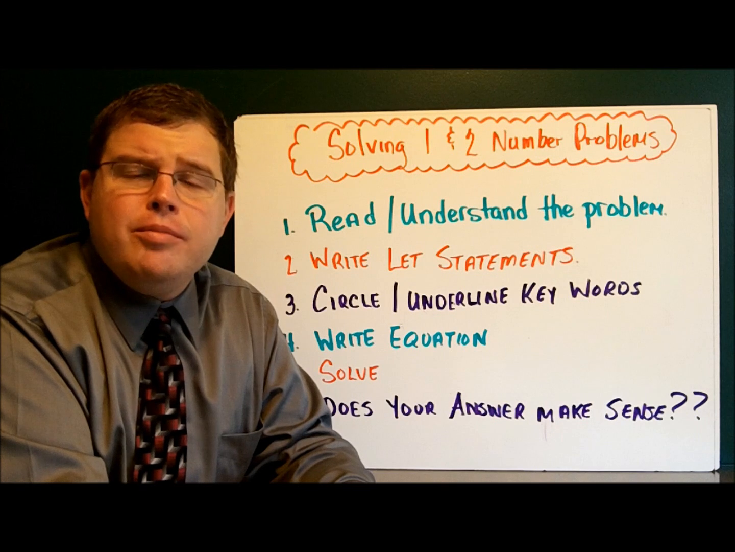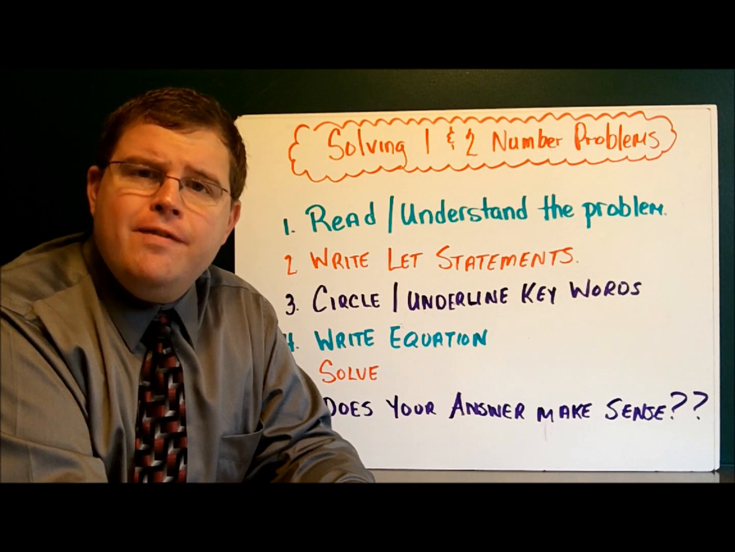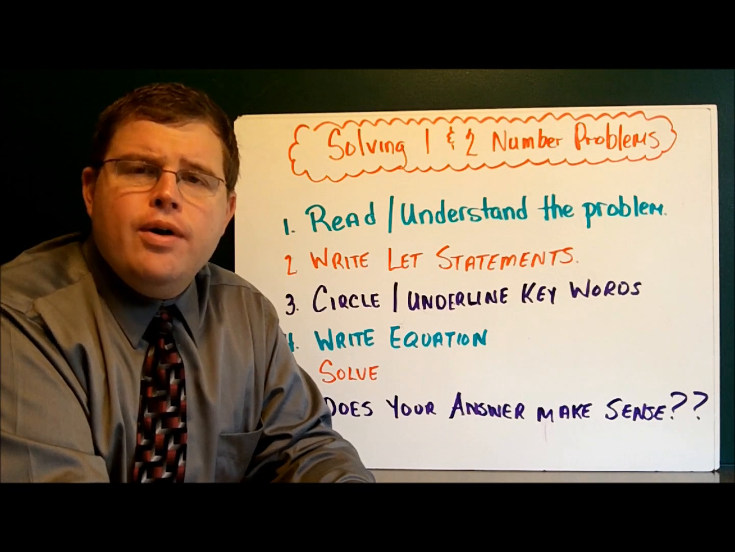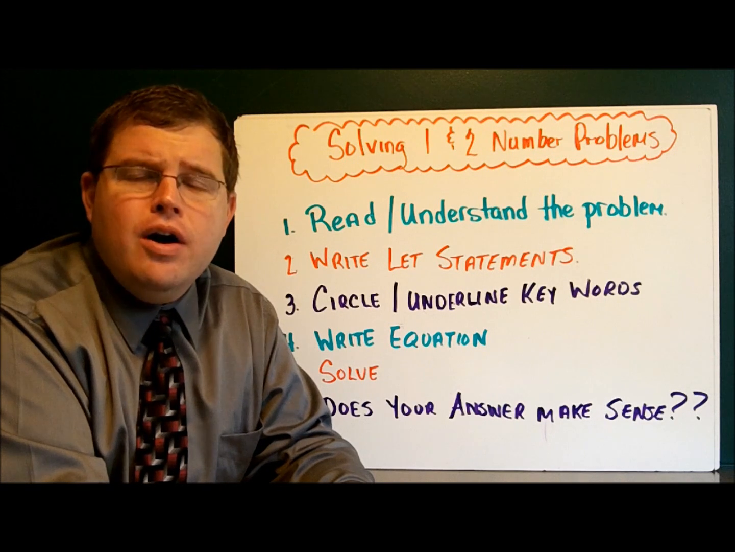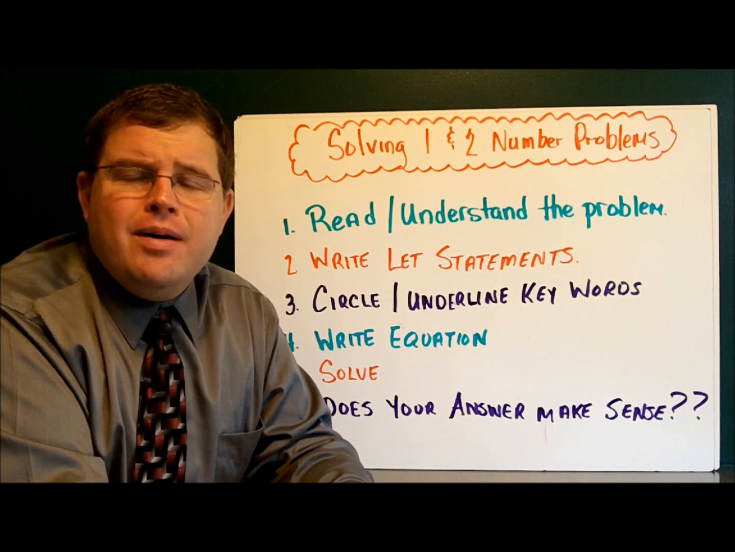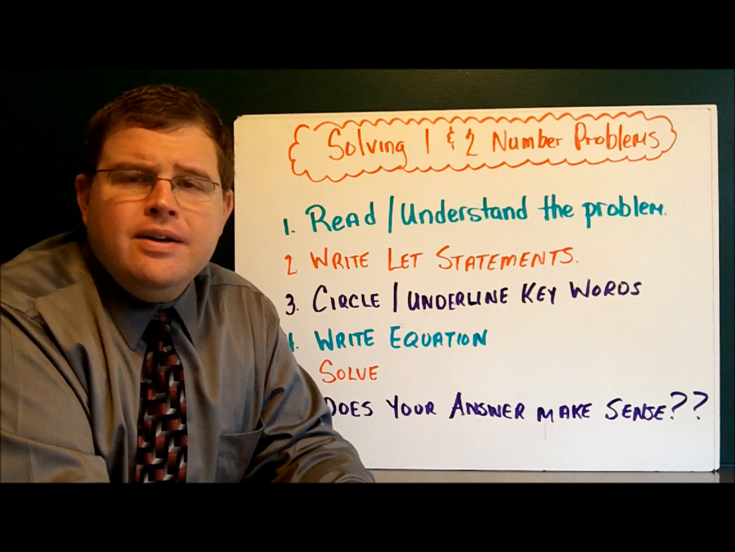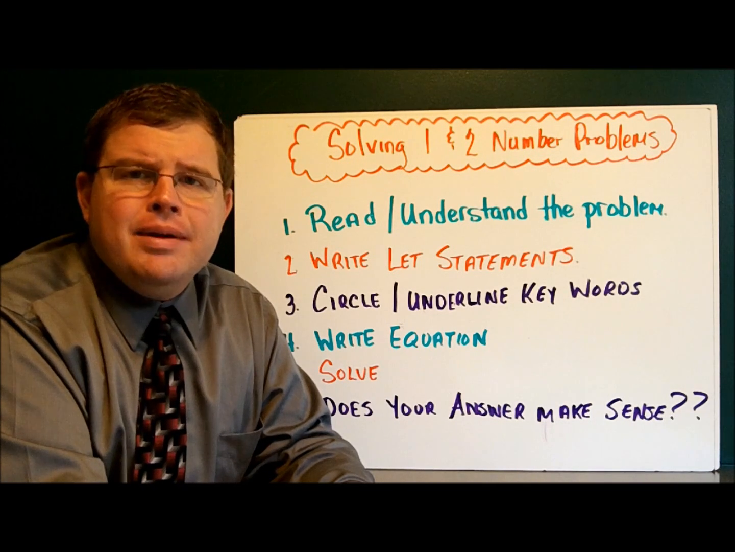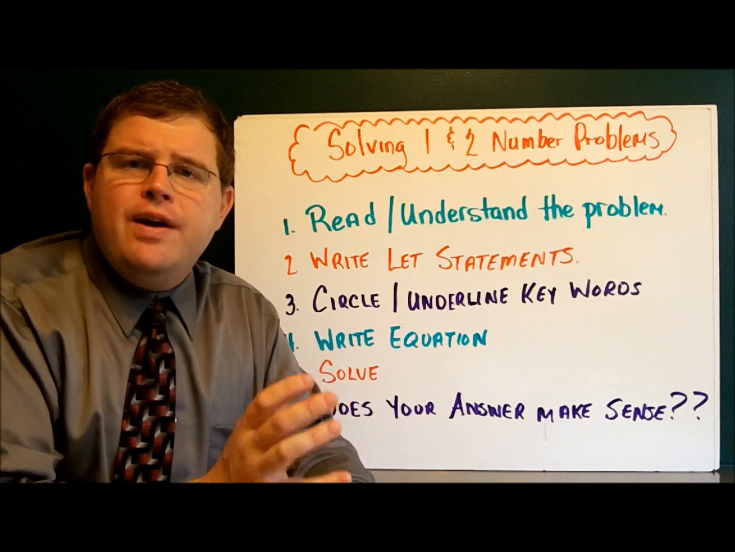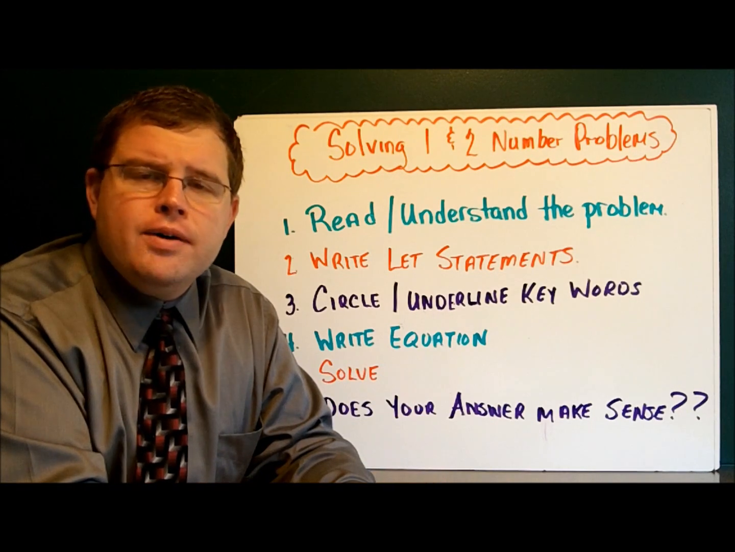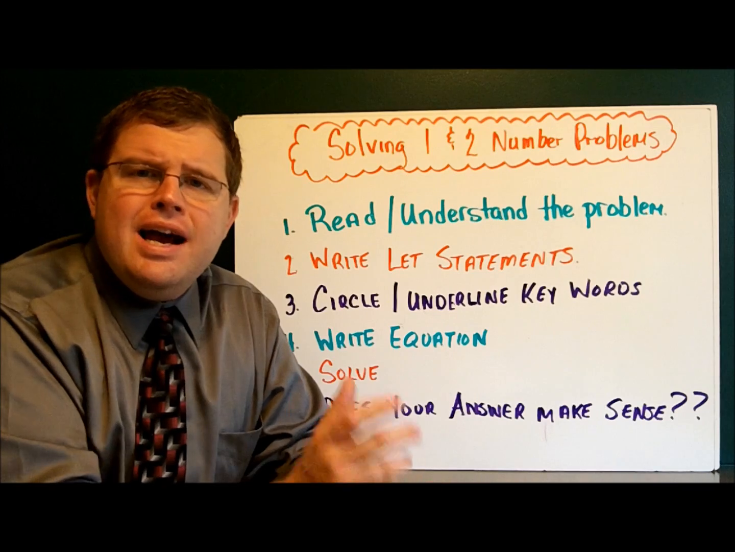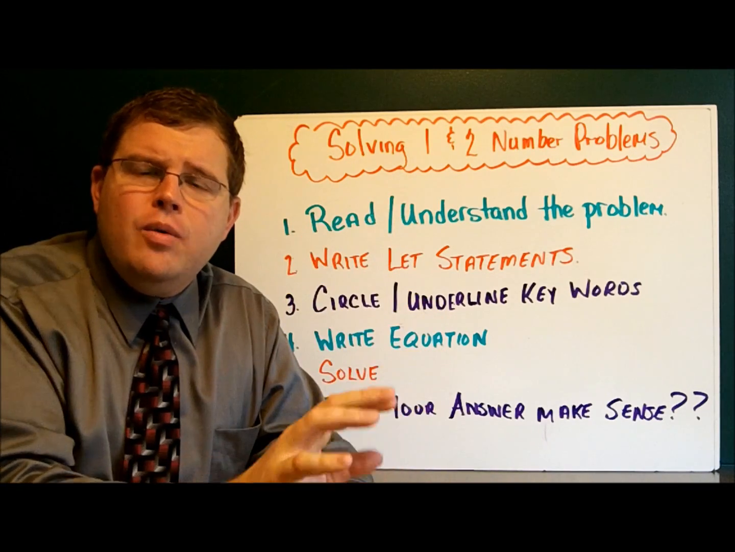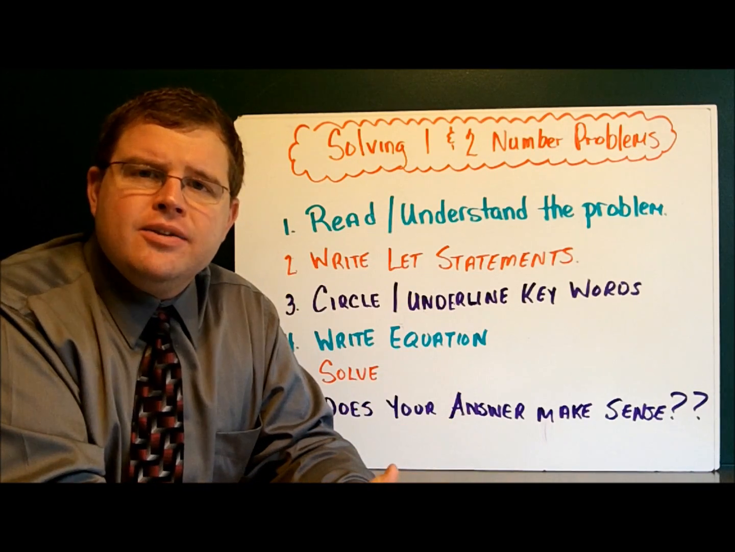Then, whatever I'm looking for, that's going to be my variable. So if I'm looking for a number, then I'm going to call the number x. If I'm looking for somebody's age, then I'll call the age x. And I'll write a let statement that simply says, I'm using a variable, and this is what it stands for. Once I've done that, I write out my equation and solve the equation, and I'll come up with my answer.